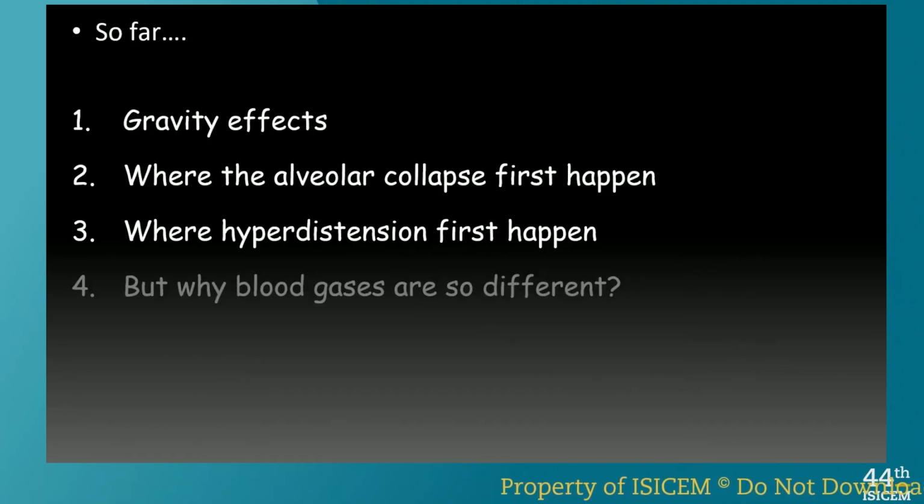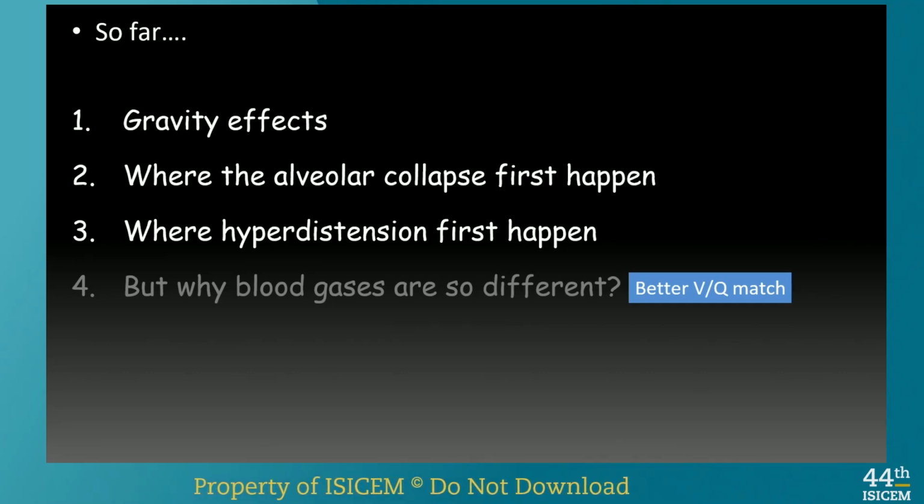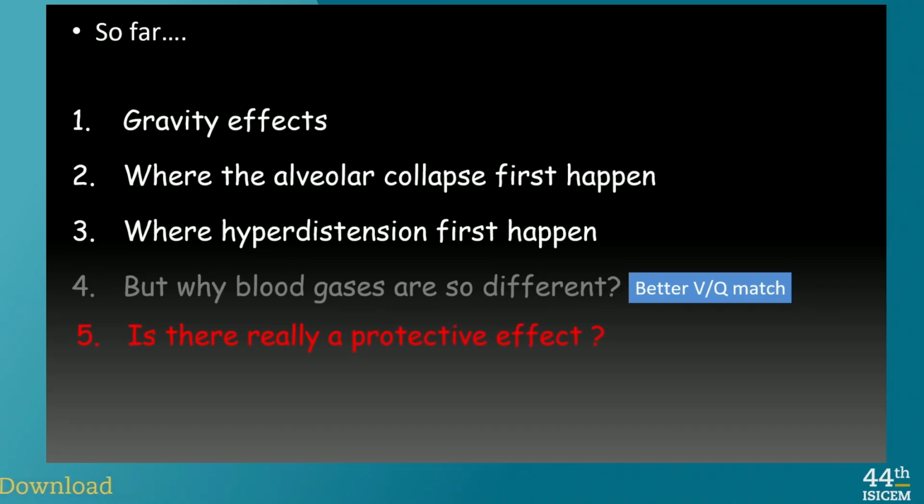So the blood gas is better just because of a better VQ match, but not because of mechanics and not because of something intrinsically better in prone in terms of lung protection. So, is there really a protective effect of prone?